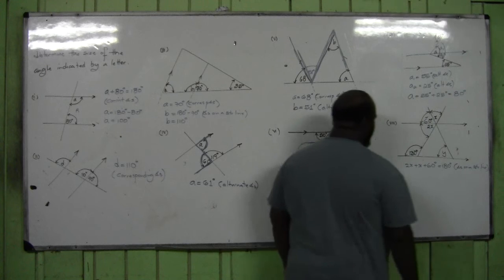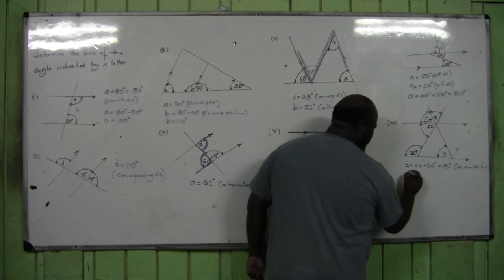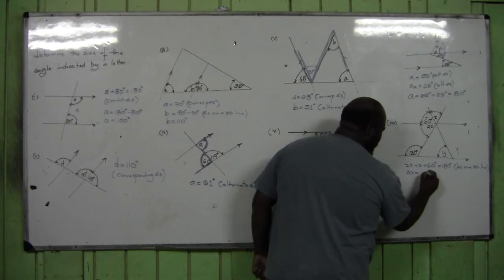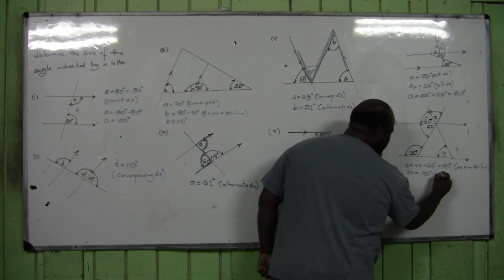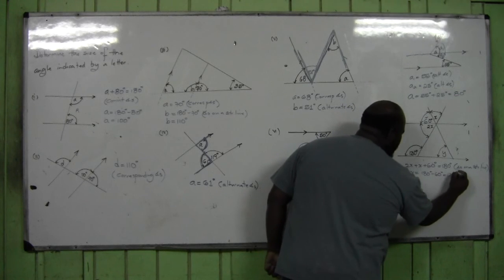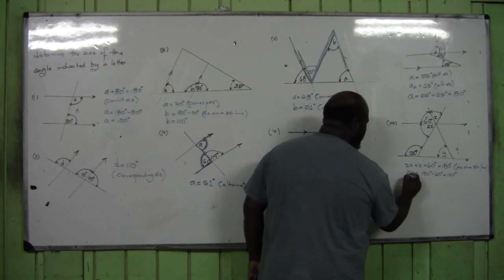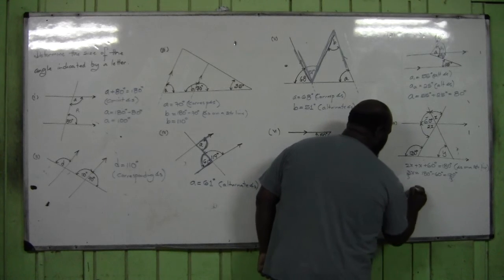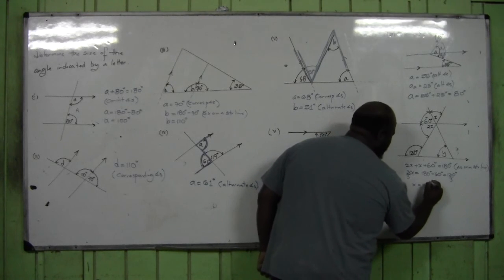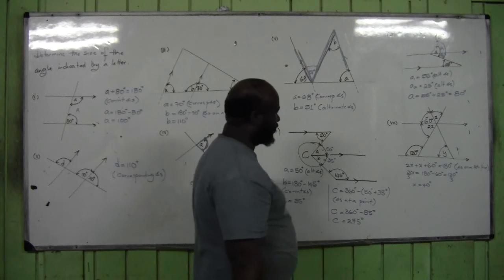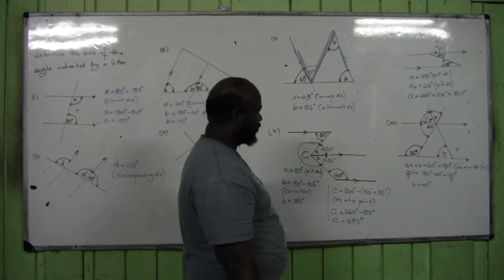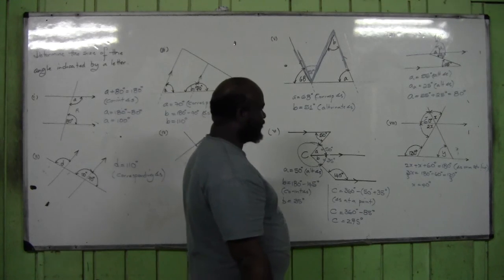Stay with me. So 3x is equal to 180 minus 60, which is 120 degrees. Divide both sides by 3. x is 40 degrees. Stay with me. Alright, the next thing we need to find is y. The next thing we need to find is y.